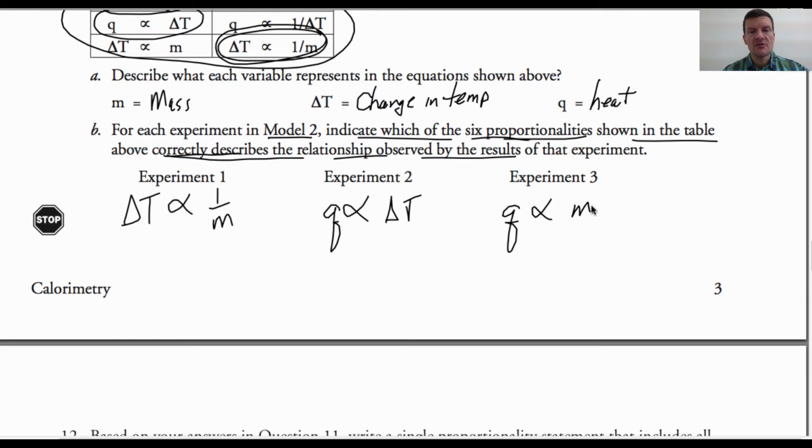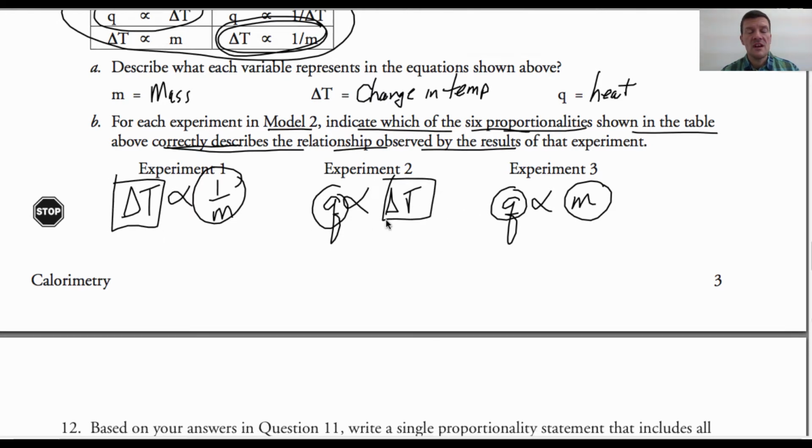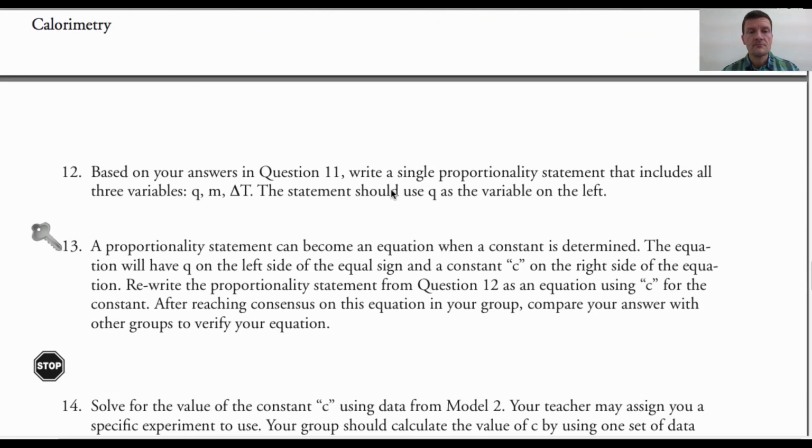Okay? So you might see where this is going. We are going to try to combine these maybe and come up with a formula. We've got 2 at a time here, but obviously there's going to be some overlap because we've got mass in experiment number 1 and we have it in experiment number 3. We've got heat in 2 and 3, and we've got temperature in 1 and 2. So now we might be able to combine them. We're going to write a single statement that includes all 3 variables. The statement should use Q as the variable on the left. So we're going to start with Q here.